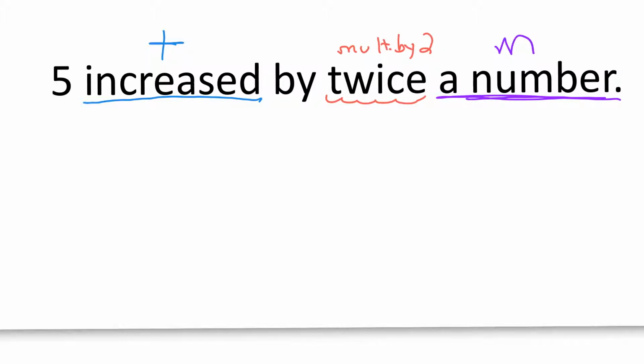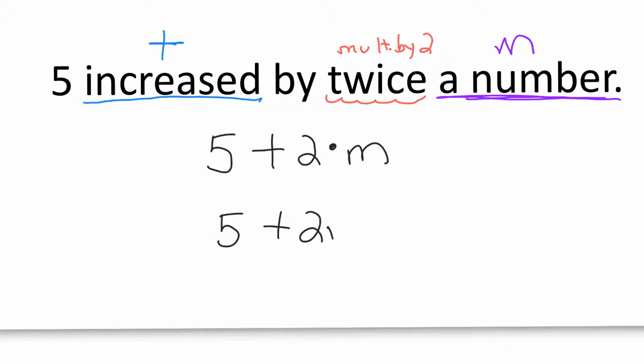I do have 5 increase plus twice a number, so 2 times the variable m. You are multiplying by 2. I don't need that times in the middle, so I can put 5 plus 2m for my algebraic expression.